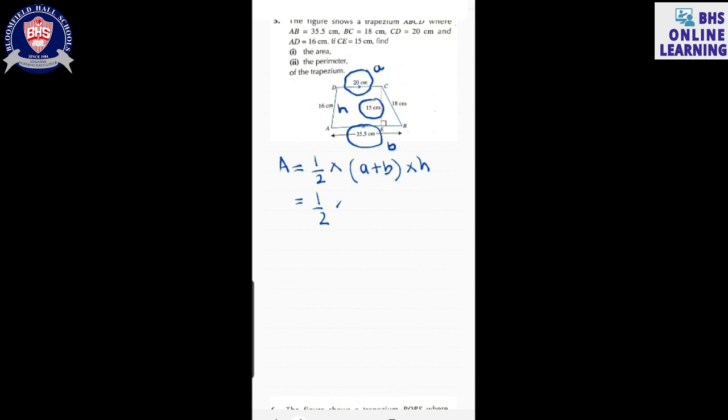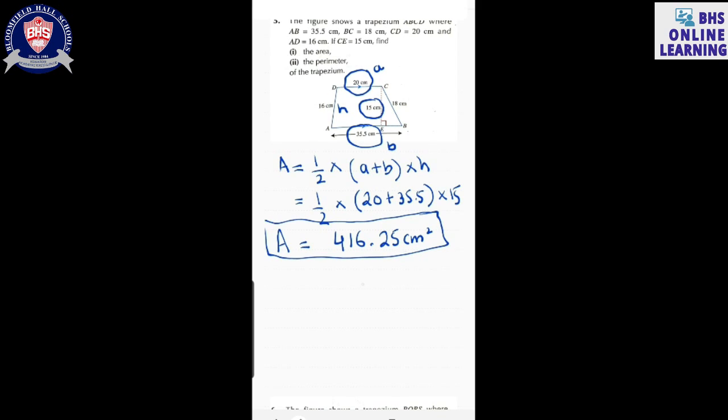1 by 2 multiply a is 20 and b is 35.5 and h is 15. So after solving this, we can use a calculator, and after solving this, we will get an answer. The answer is 416.25 centimeter square. So area is equal to 416.25.